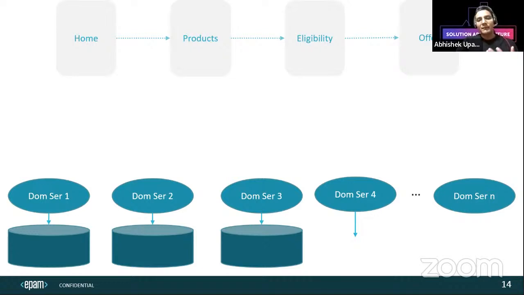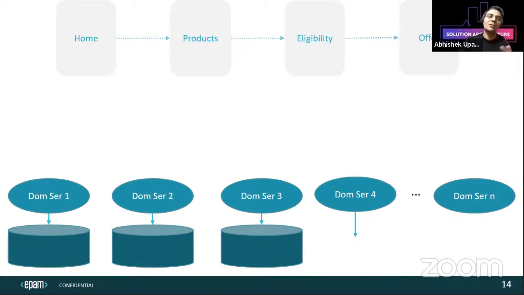But when the user experience is designed for the front-end channel, for example, for a mobile application or any kind of application, they probably are unaware of what kind of domain analysis or what kind of domain services exist. Their main focus is on the user journey. For example, we define a user journey in which the customer comes to the home page of the application, and then the customer goes to the product section. The customer selects a product, and there is some eligibility check done on the product, and then an offer is presented.